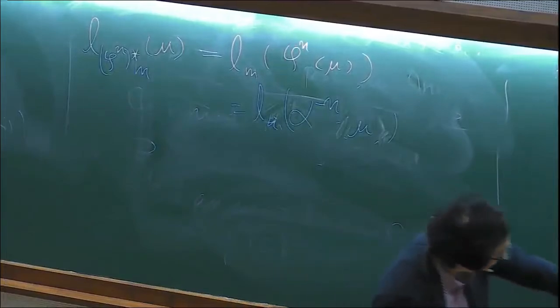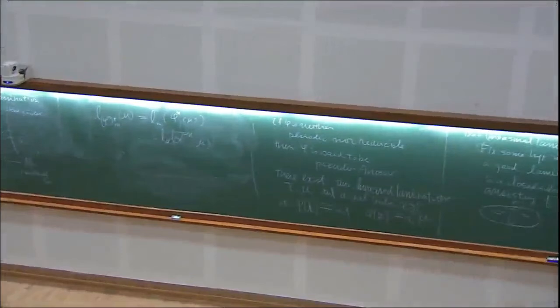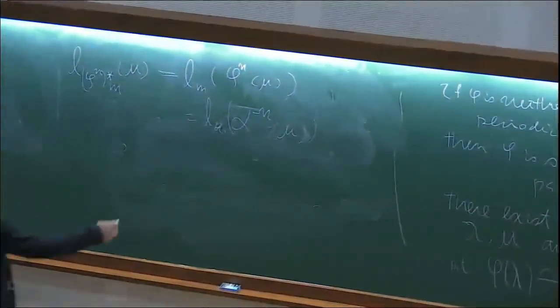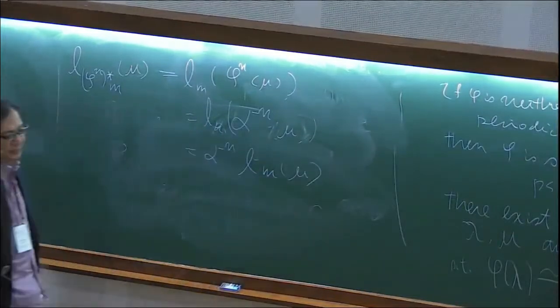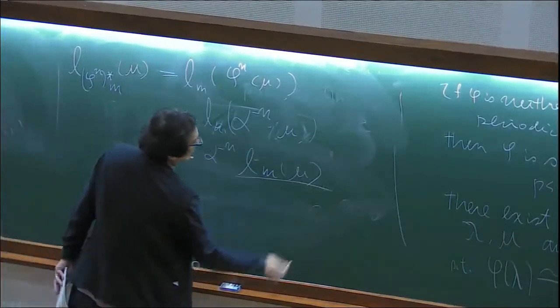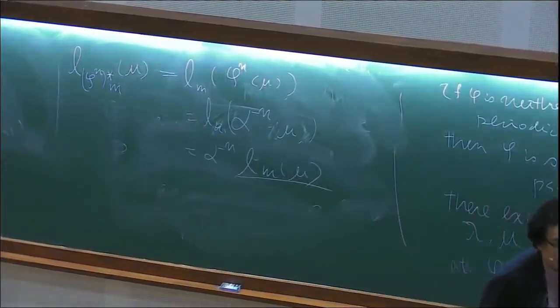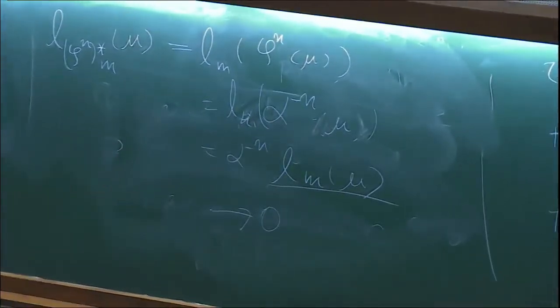So the coefficient here just means the multiplication of the measure, the transverse measure. So if you multiply the measure by alpha to the minus n, then the length is just alpha to the minus n. This doesn't depend on n, and alpha was greater than 1, so this goes to 0. Okay.